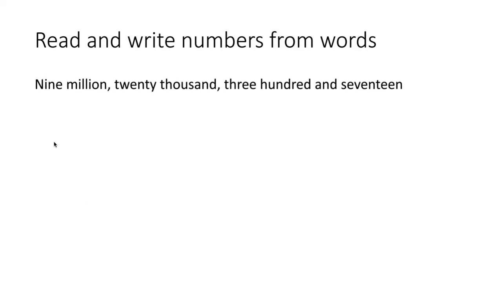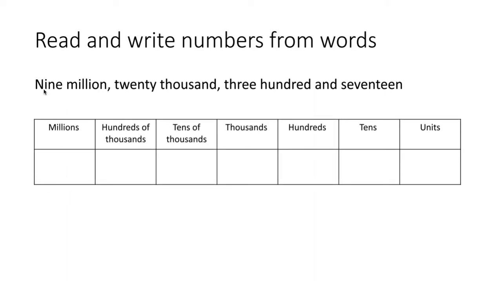Our next example, 9,020,317. Got 9 millions, think about where they would go. 20,000, think about where your thousands go. 317, think about where your units go. Let's have a look together.